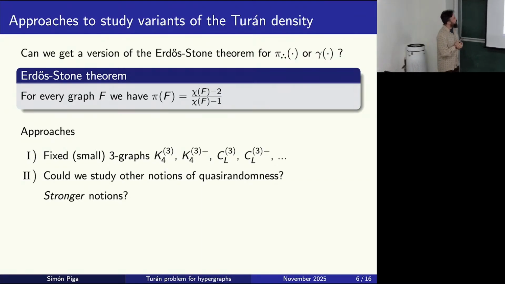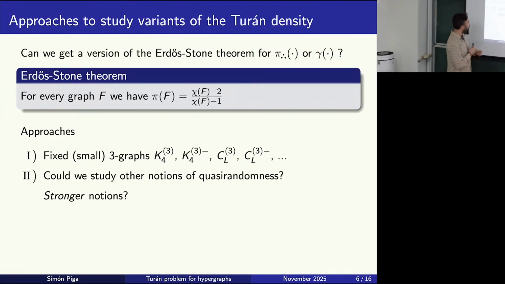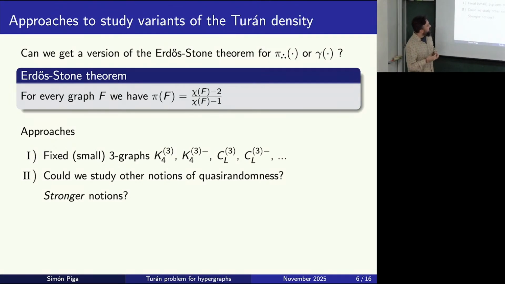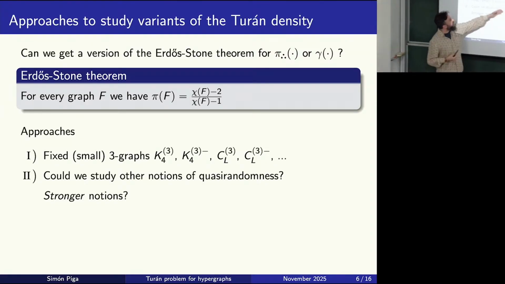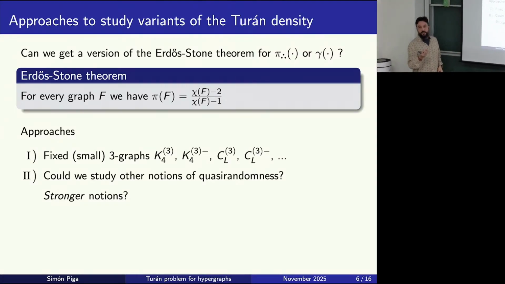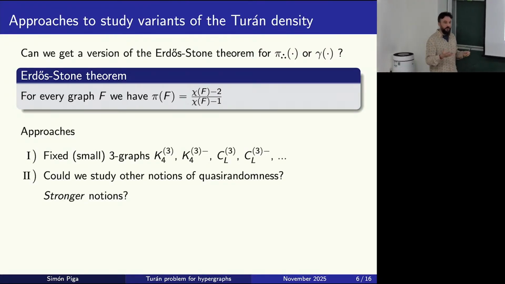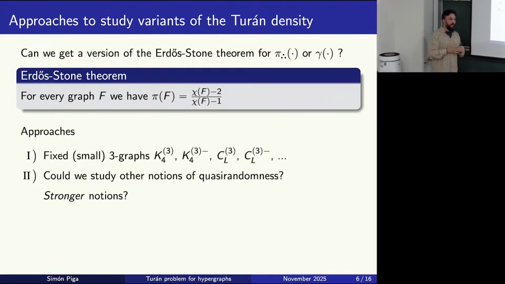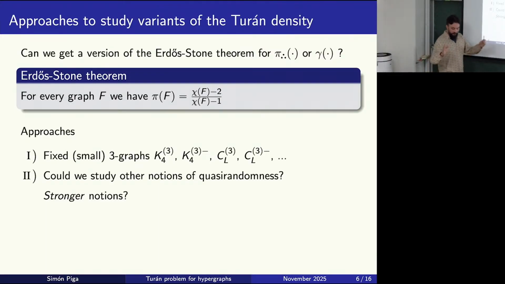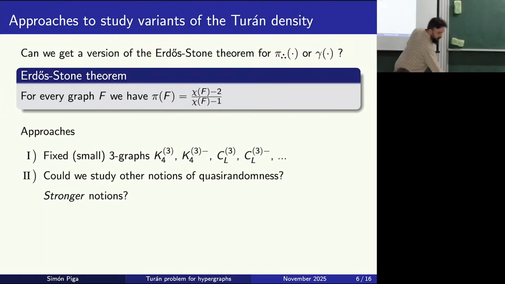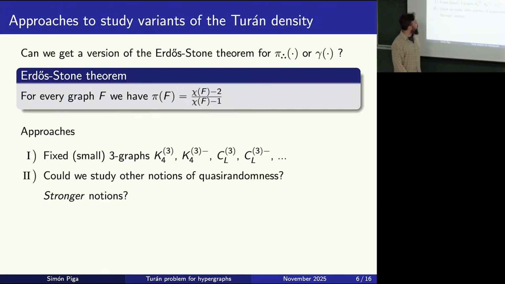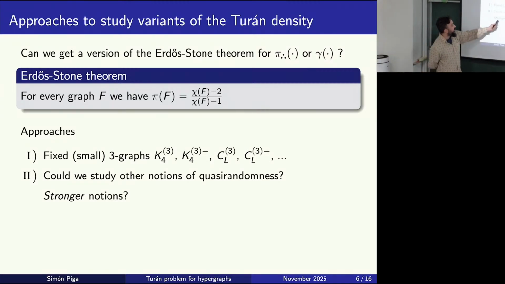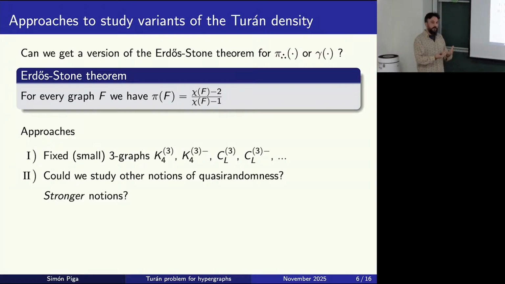The other approach, the one that I will try to push in this talk, is that we could study not only the 3-dot notion of quasi-randomness, but other notions of quasi-randomness for hypergraphs. As I said before, the type of quasi-randomness in hypergraphs is a rich topic. So there are many different types of quasi-randomness. And in particular, one can study stronger notions, which would make the problem a bit easier, because you have a more uniform distribution of edges.